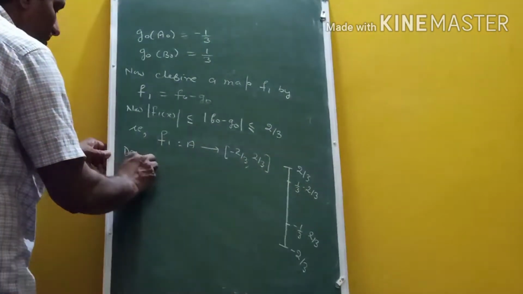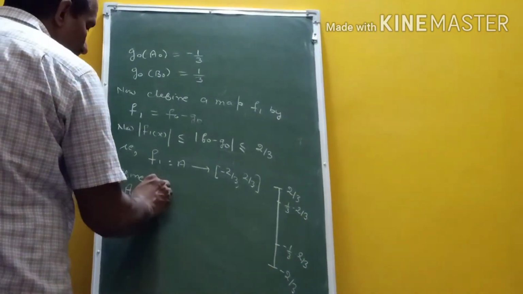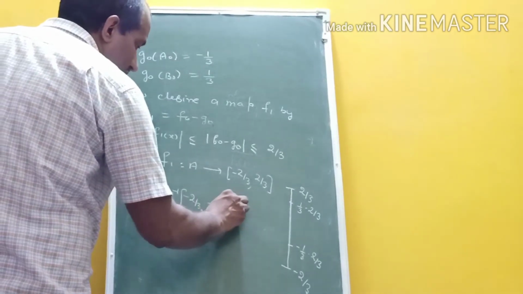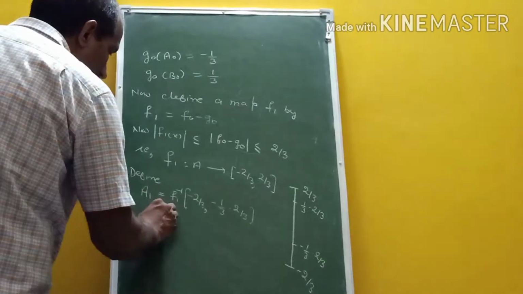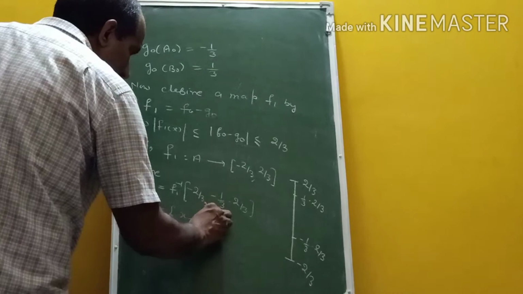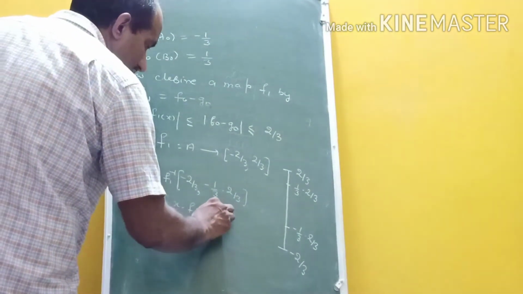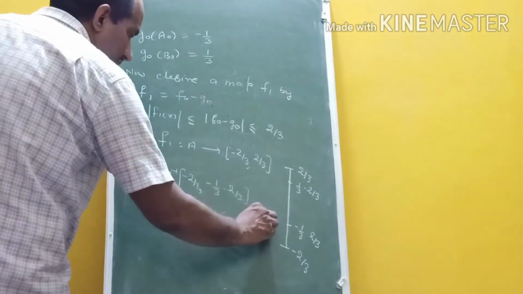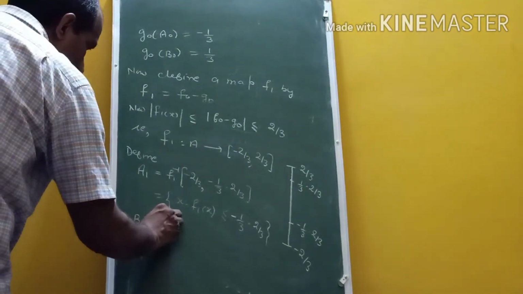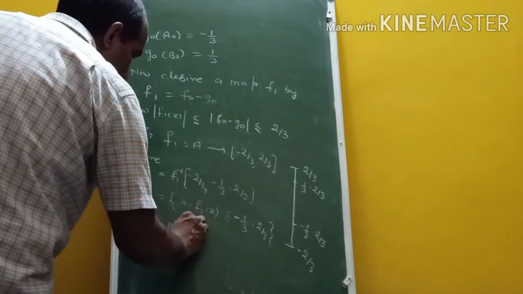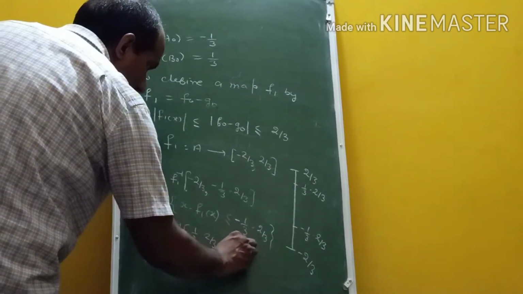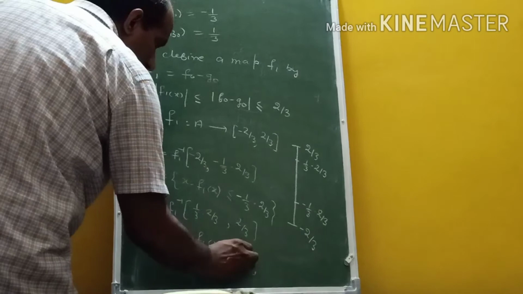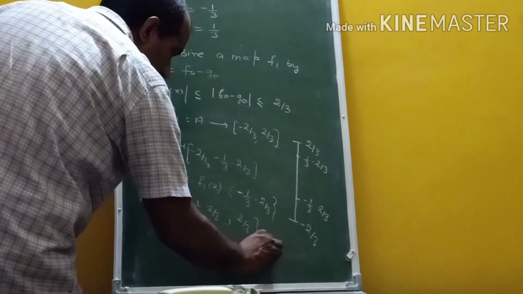A1 equal to F1 inverse of minus 2 by 3 to minus 1 by 3, or you can write also x such that F1 of x lies in minus 2 by 3 to minus 1 by 3. This you can write also. Now define B1, equal to F1 inverse of 1 by 3 to 2 by 3, which you can write as x such that F1 of x lies in 1 by 3 to 2 by 3.